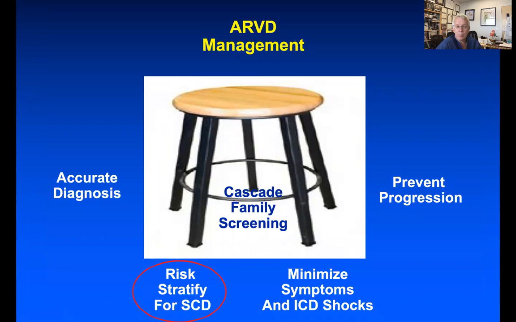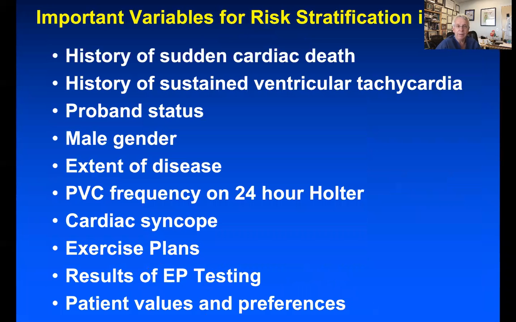So the next step is to risk stratify for sudden death. Who needs a defibrillator? Who doesn't need a defibrillator? There's many variables that are important. History of sudden death or sustained VT. Are you the proband, the first person diagnosed in the family? Are you male gender? What's the extent of the disease? How many PVCs do you have? Have you passed out? Are you going to continue to exercise? What does an EP study show? And then at the end of the day, it's about preferences and values.